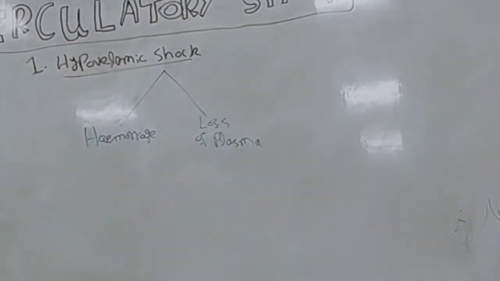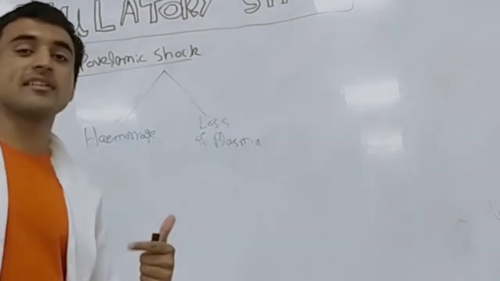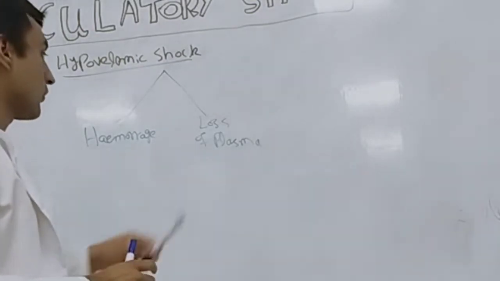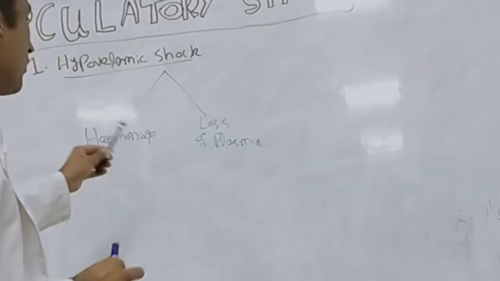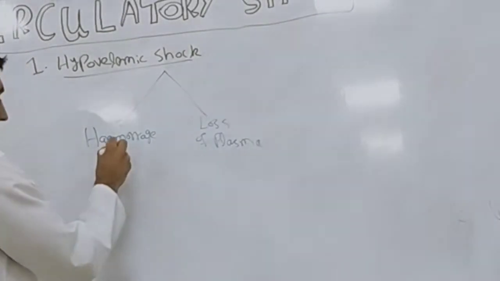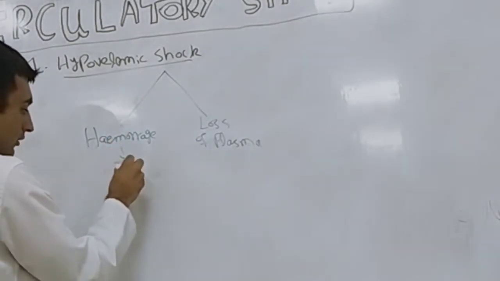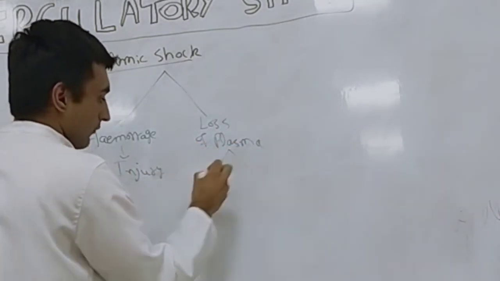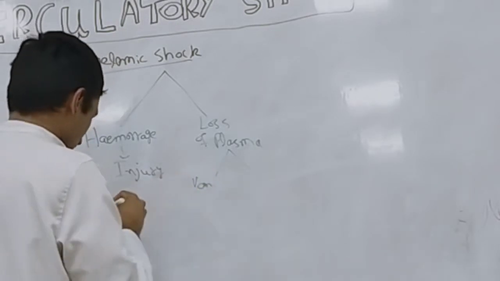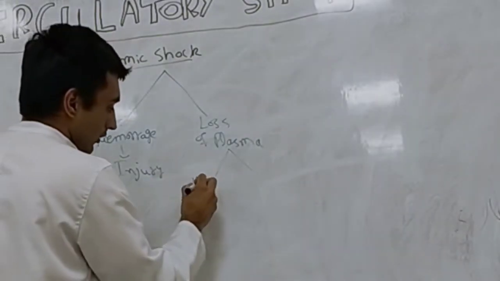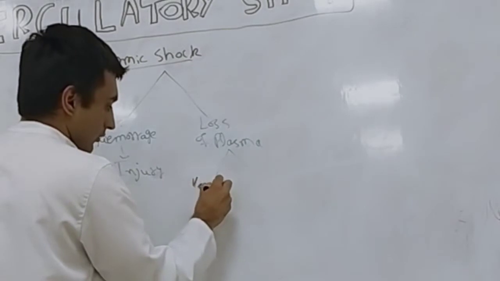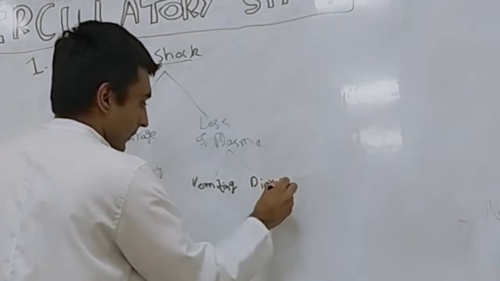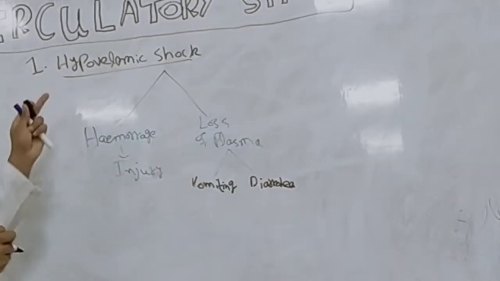If you talk about the hemorrhage, it may occur due to any type of injury, which can lead to the loss of volume of blood. Also the loss of plasma in the case of vomiting and diarrhea can lead to the hypovolemic shock. So hemorrhage due to injury, and loss of plasma due to vomiting or diarrhea. So this is the hypovolemic shock.